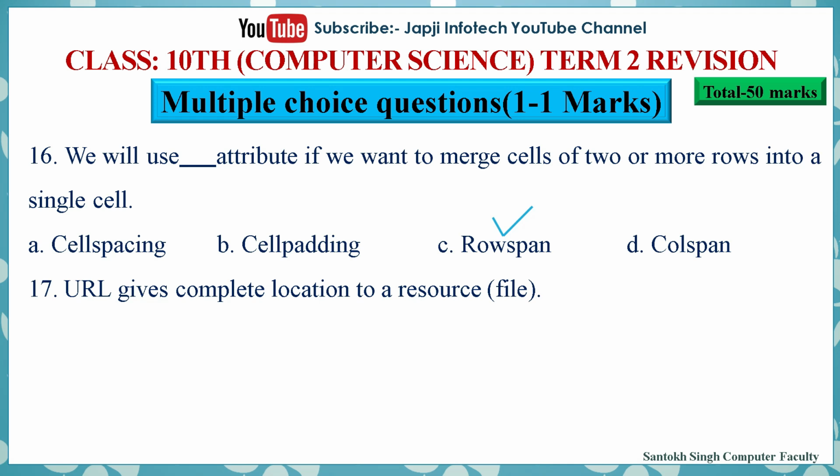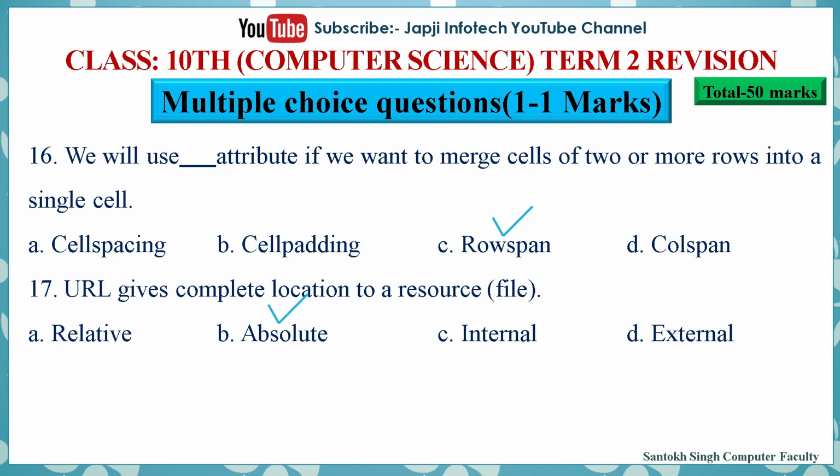And 17th one is dash URL gives complete location to a resource or file, and the options are relative, absolute, internal, and the last one is external. And the right answer is absolute URL gives complete location to a resource or file.